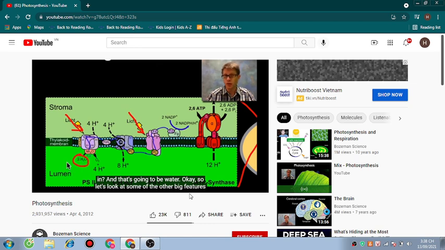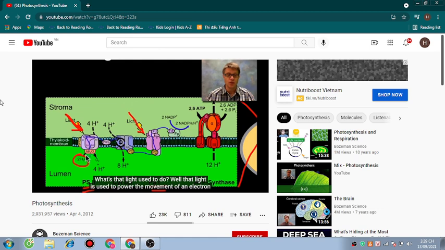Okay, so let's look at some of the other big features in this thylakoid membrane. This is the outside, the stroma, and the lumen, or the inside. There are a couple of big things right here. What's in here? Well, there are basically going to be proteins with chlorophyll on them. And we call that whole thing together a photosystem. So this is called photosystem 2, and then we go to photosystem 1. The reason we go backward is that photosystem 1 was discovered first.